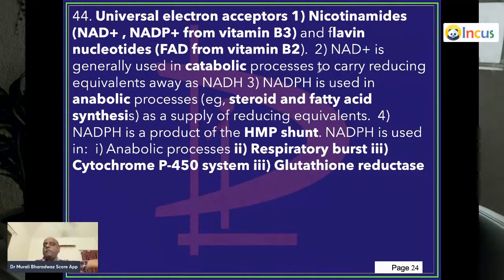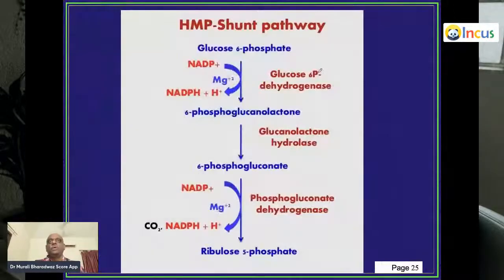So from where is NADPH produced? It is the product of hexose monophosphate shunt. Similarly, whenever a macrophage catches an organism and kills it, there is a respiratory burst. There also it is NADPH. Cytochrome P450 system, NADPH. Glutathione reductase, NADPH. That's what you need to emphatically remember.